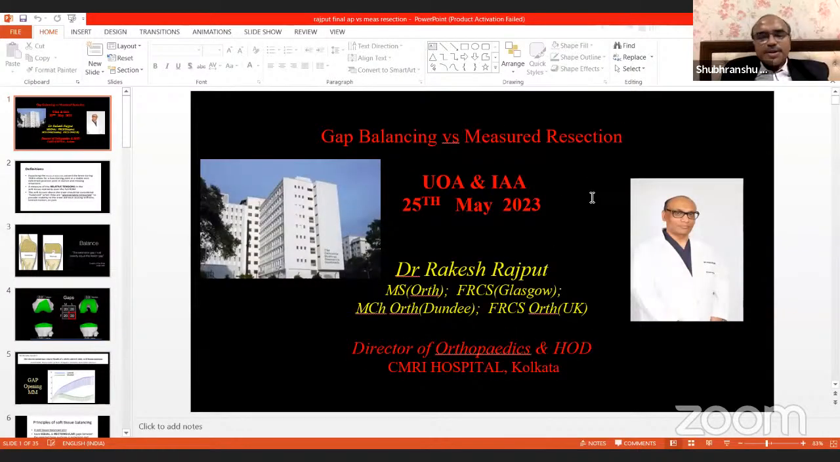Thank you, Rakesh. That was a beautiful description of how you balance between both gap balancing and measured resection techniques. So basically, gap balancing relies on the bone cuts and your measured resection. Measured resection relies on the bone cuts and gap balancing depends on your soft tissue releases. Any question to Dr. Rakesh, because he may have to board the flight, so ask one or two questions.